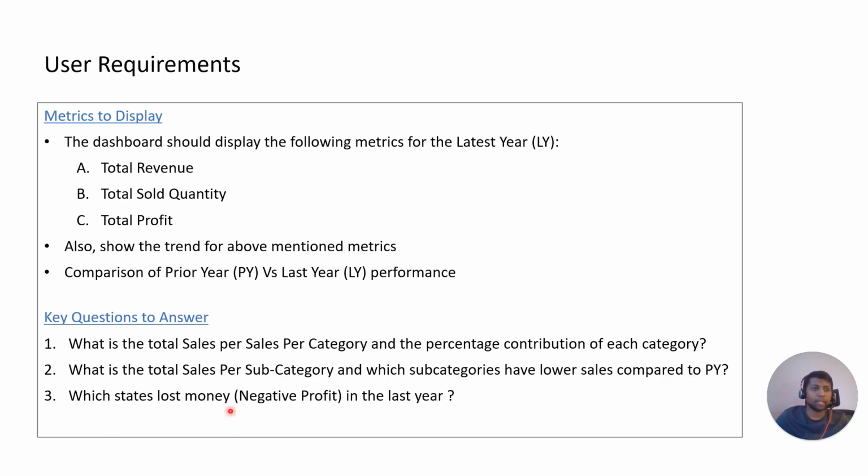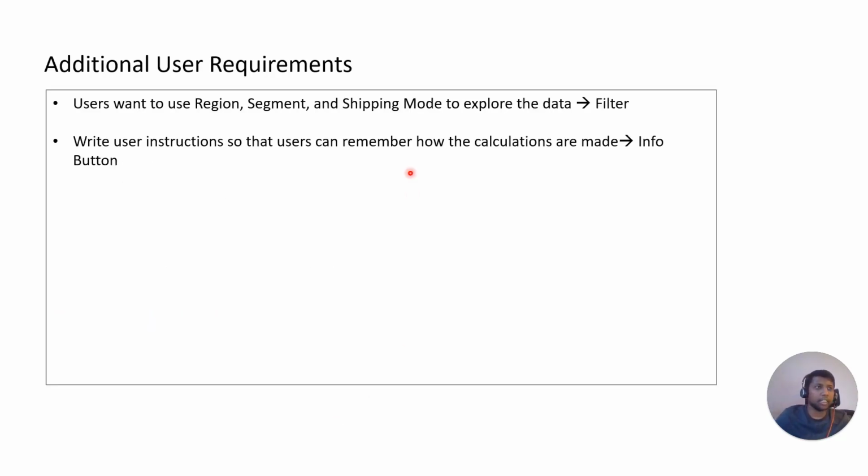And in the data, we have the states. You will see as we make the dashboard. And we want to see, or our stakeholders are interested to see, in which states we have negative profit. So in which states we are losing money. Additionally, our users want to explore the data using region, segment, and shipping mode. So these are good candidates for filters. And they want us to write some instruction text so that they can remember how the calculations are made.